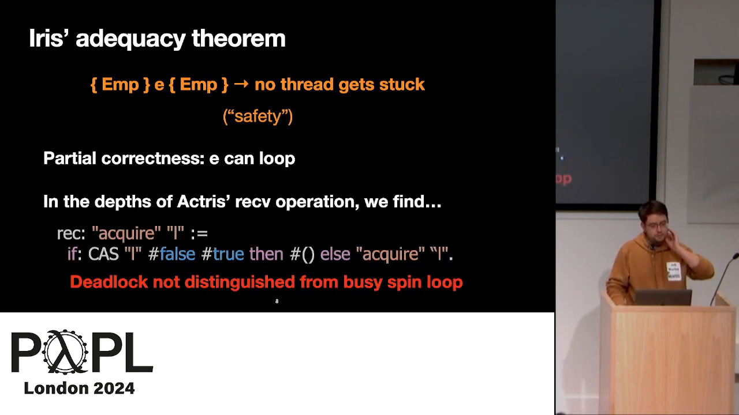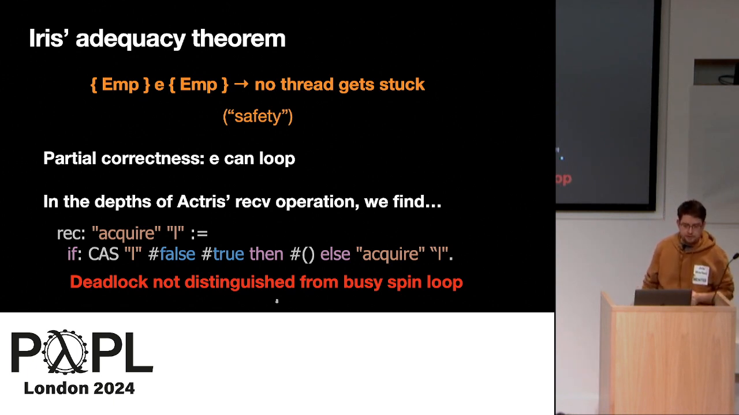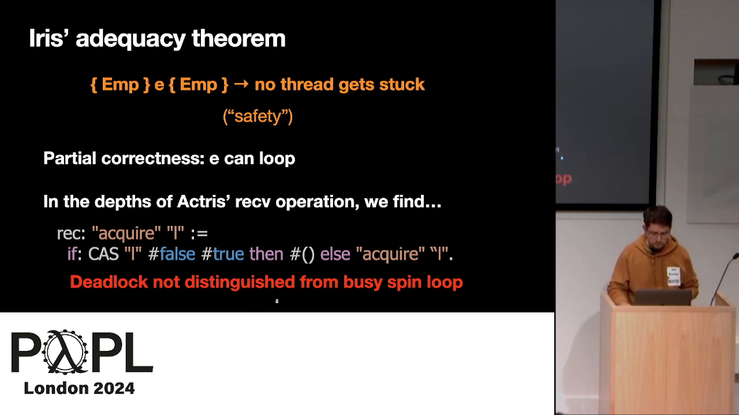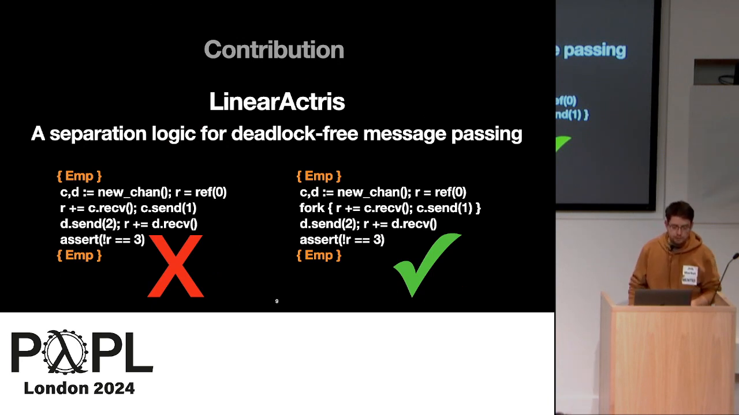And if you look into how Actris implements receive, I don't know if it's still true, but originally that was based on a lock, and the lock is a spin loop. So if you write such a deadlock, then this spin loop will be infinite. And this is fine, because it's partial correctness. But in this work, we want to distinguish other loops from being stuck in such a spin loop. So that's our contribution. We want to rule out deadlocking programs such as on the left, while still allowing programs such as on the right.